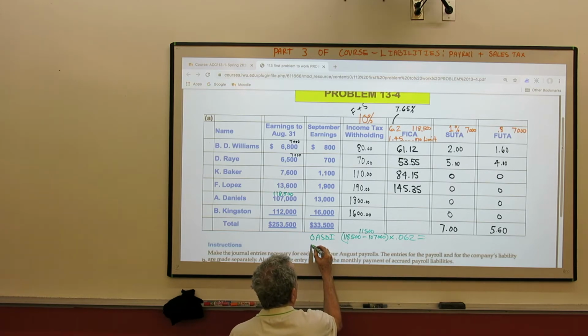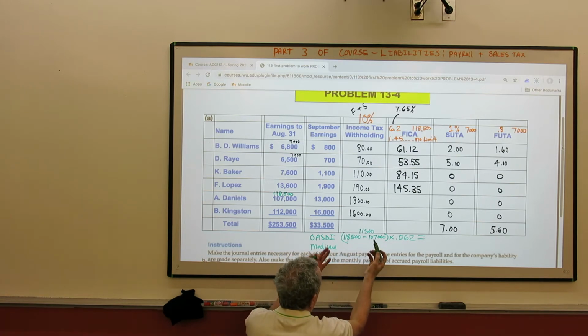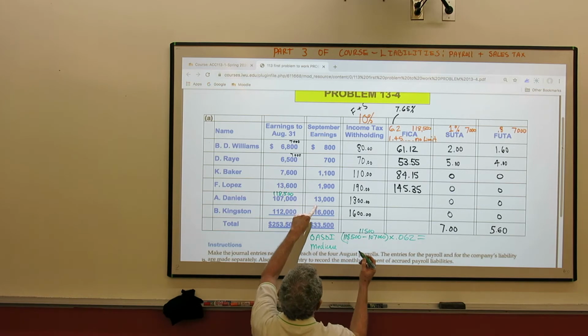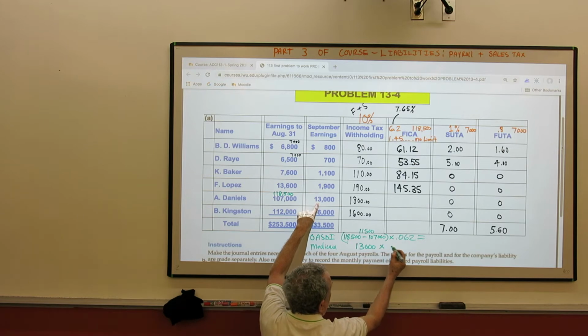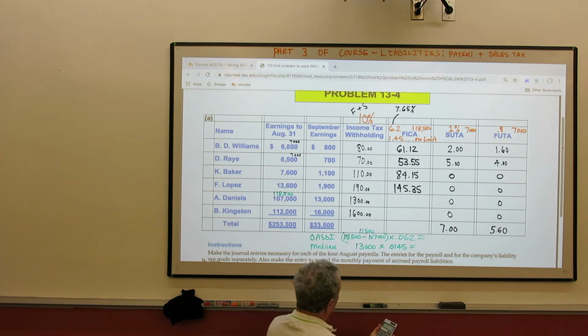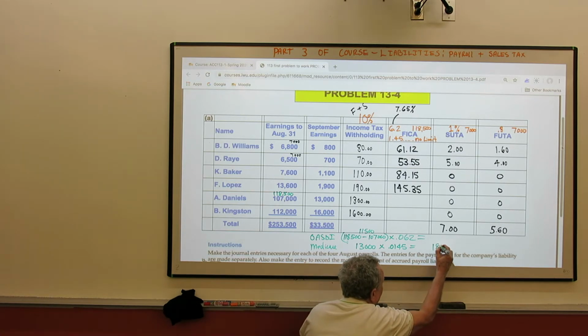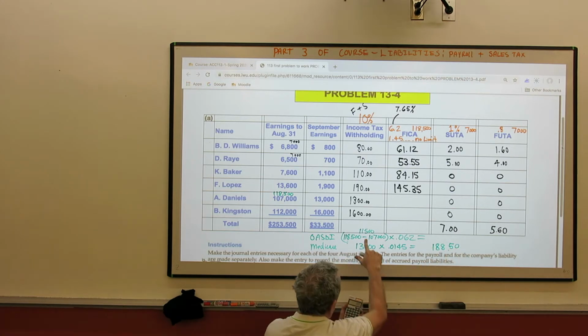Now let's do the Medicare. And the Medicare, there's no cap, so it's just all of the money, and that means, again, the $13,000. All of the $13,000 is taxable, times the rate, what was it, 1.45? It'll be 0.0145. And if we do that, let's get it real quick, 13,000 times 0.0145, that's $188.50. And this will be 11,500.